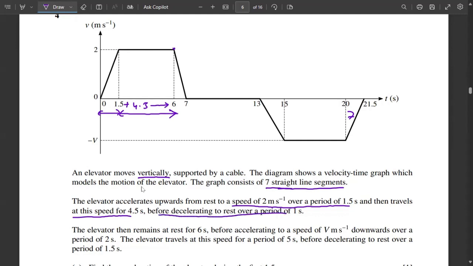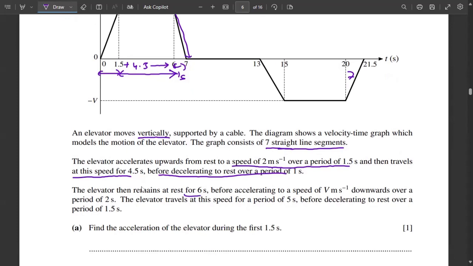So that means from here it went to 0 meters per second in 1 second. That's what they are talking about. The elevator then remains at rest for 6 seconds, which they are explaining here, before accelerating to a speed of v meters per second downwards over a period of 2 seconds. So this is accelerating downwards to a speed of v, which we don't know now. I guess we'll have to find out in some question ahead, probably in part B.